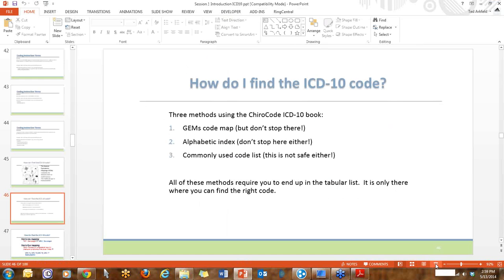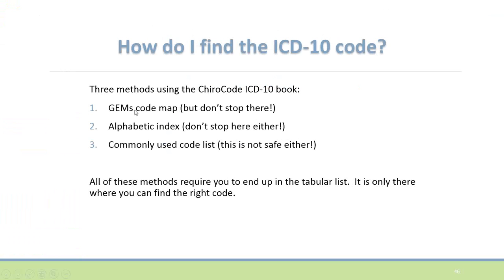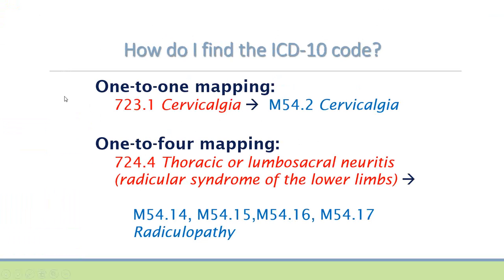So you get to the GEMS, and then you get to the tabular. Okay, so to give you an example, there are some codes that have one-to-one mappings. That means there's one ICD-10 that equals an ICD-9. That's pretty much your pain codes. So 723 cervicalgia will go into M54.2. That's the same with your low back pain.